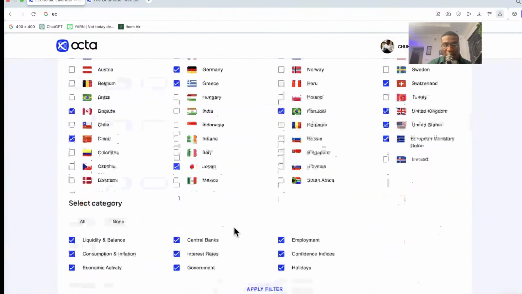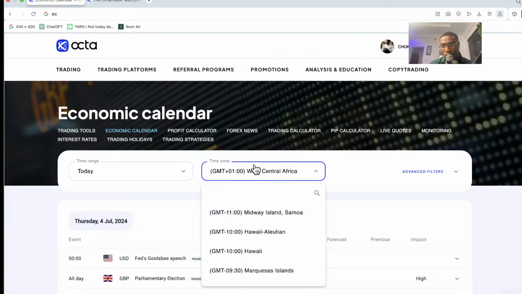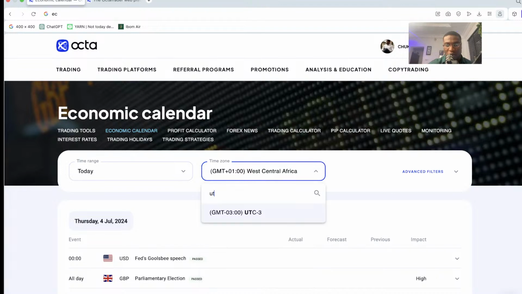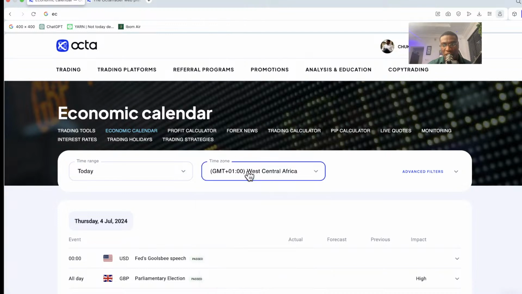But I like to stick to the high impact because just as the name goes, it brings about increased volatility as compared to low impact and medium impact. And also very important that you use your own time zone, because by default it could be in UTC something, I don't know, but just cross check and make sure you're at your own time zone. So you don't wait for an event at a time that would be for another country, and then the event passes and you just miss out on it.